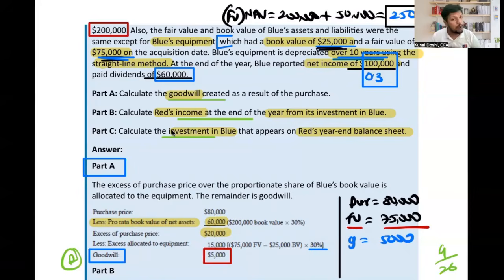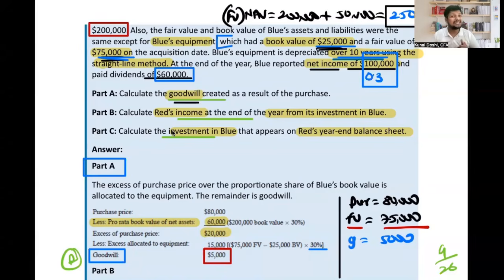Compared to that, how much did we pay to the company? We paid 80,000 for a 30% stake. Equipment was depreciated, so there is a depreciation also. At the end of the year, Blue reported net income of 100,000 and paid 60,000 dividend. First thing they've asked is how much is the goodwill created?